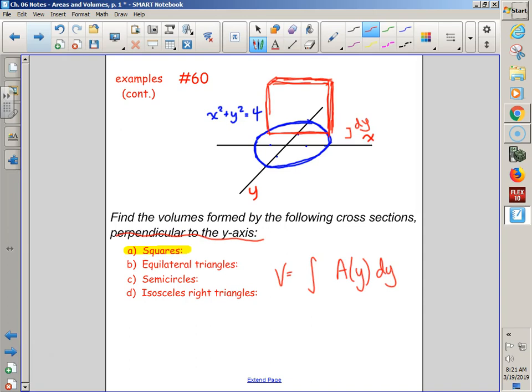2 down and 2 up. So technically my bounds are going to be, what's 2 down? -2 to 2.